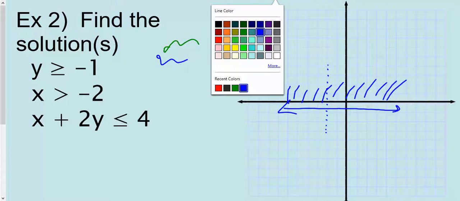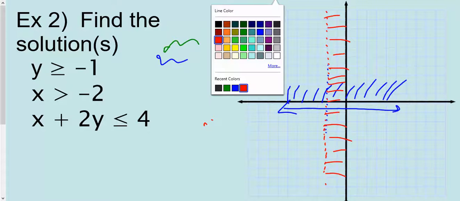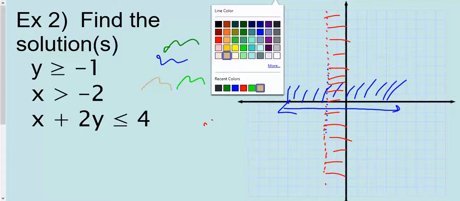Oops, I should use a different color here. Let's use this one here. And it says greater than, so that means I'm going to be shading to the right. So I'm not going crazy with my shading just yet. And then my last one, I'll use green. Green doesn't work very well. How about brown? Let's just go with black, I guess.